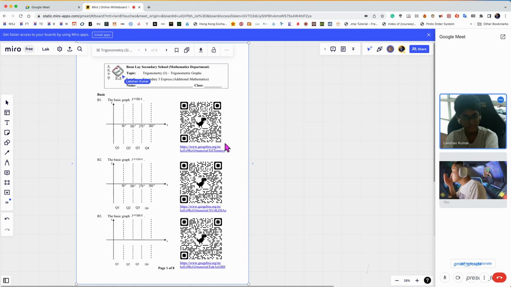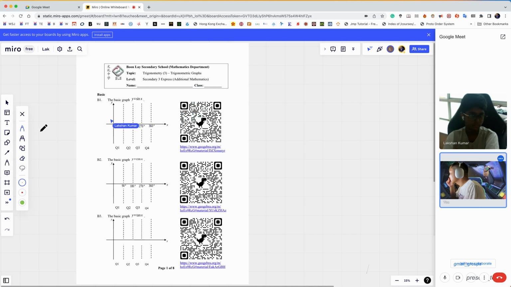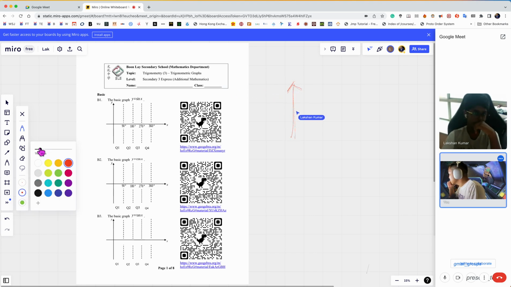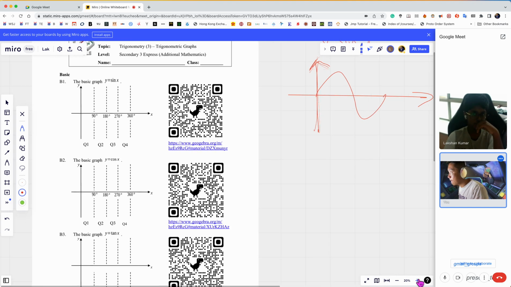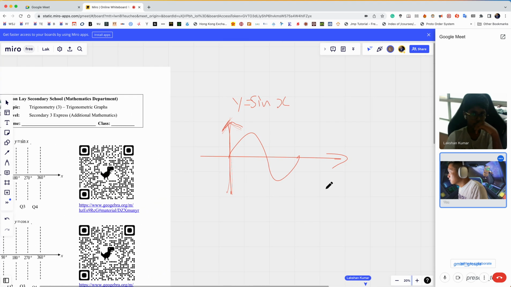Okay, let's talk about this basic graph. There are 3 graphs you need to memorize. First thing is what I call the basic graph. So this is the sine curve, y equals sine x. Can you see it?